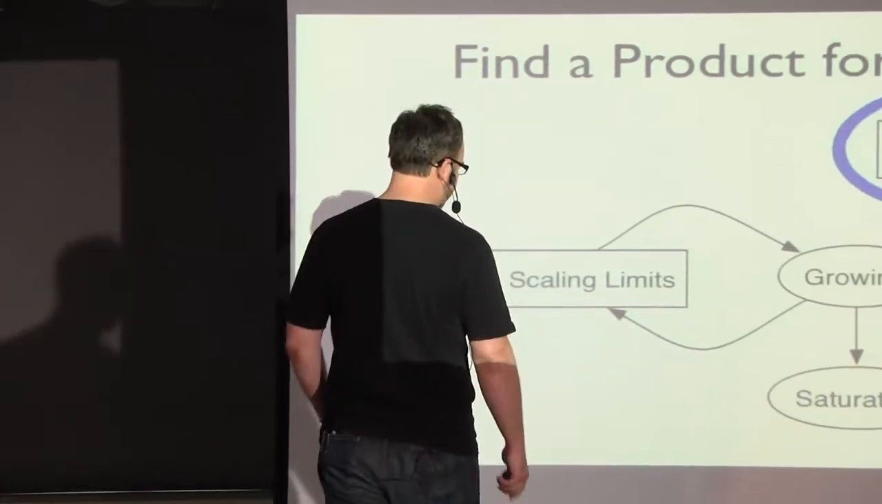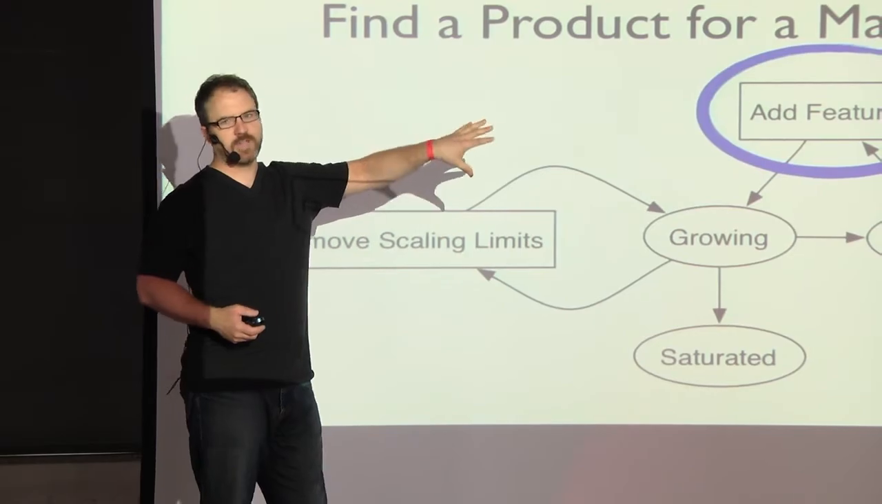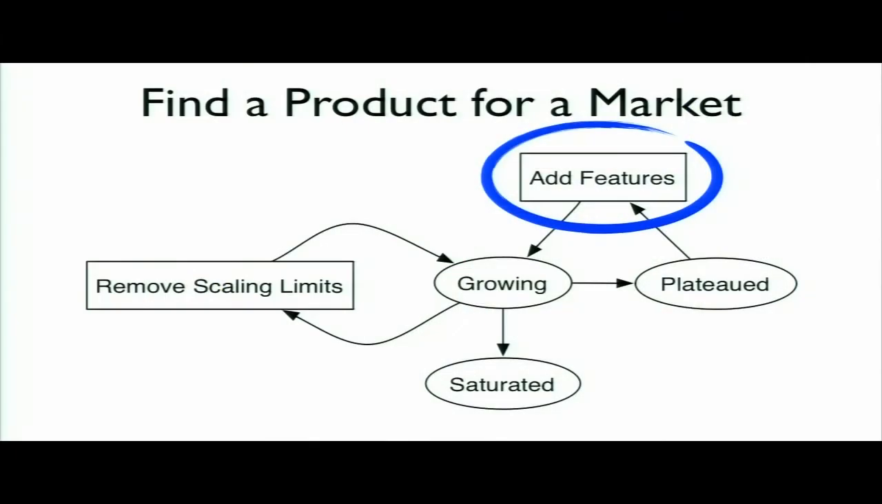And the way that we're basically going to think about this, a very simplified model for development for web stuff, is that there are two main pieces of work. There's adding features, and there's removing scaling limits. You don't add scalability, you get rid of problems that keep you from scaling. And then, given everything else that's happening around you, one of these things or some combination of them is going to make a whole lot of sense. In other cases, it won't.